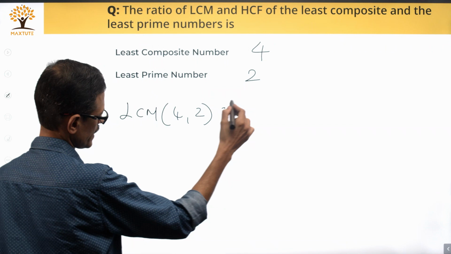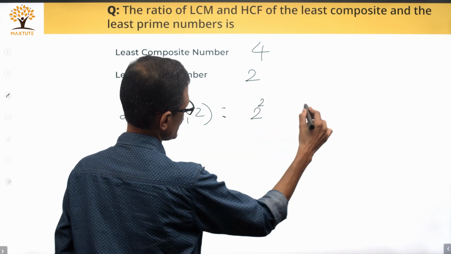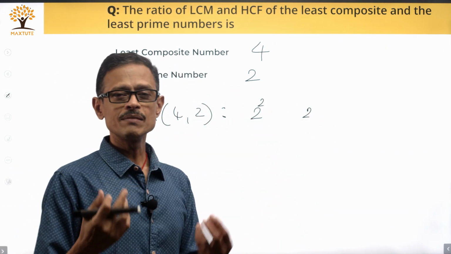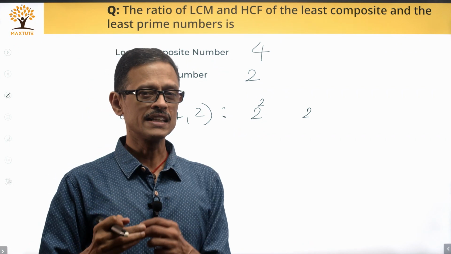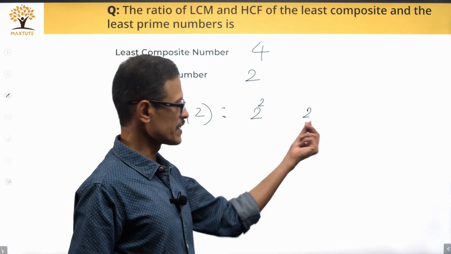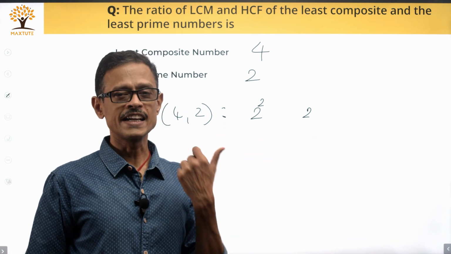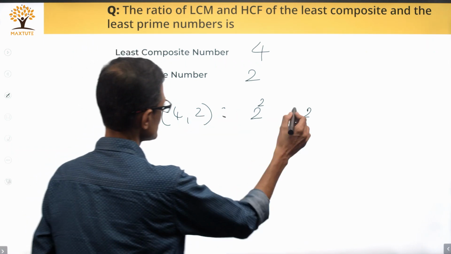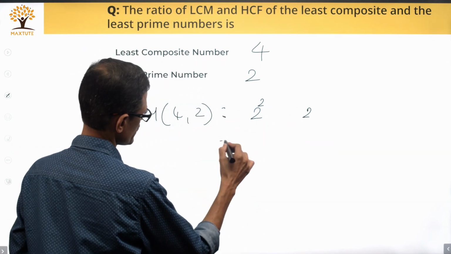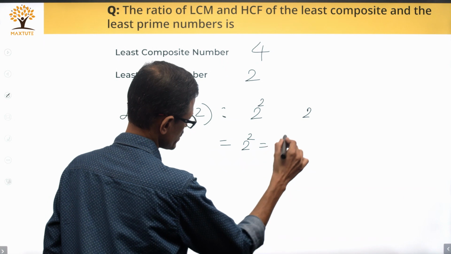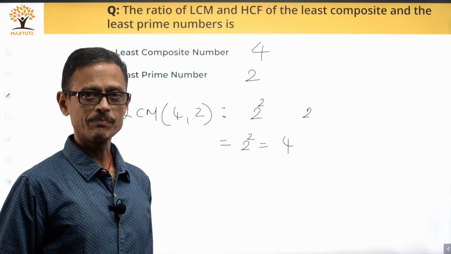Step 1, let's prime factorize both these numbers. 4 is a 2 square and 2 is a 2. LCM is the product of all primes in their highest power. The only prime that we see in both these numbers is a 2. The highest power of 2 is a 2 square. So the LCM of these 2 numbers, 4 and 2, is therefore equal to 2 square, which is a 4. So you computed the LCM.